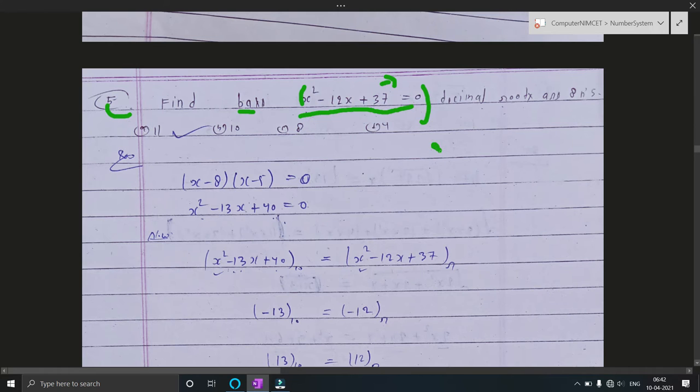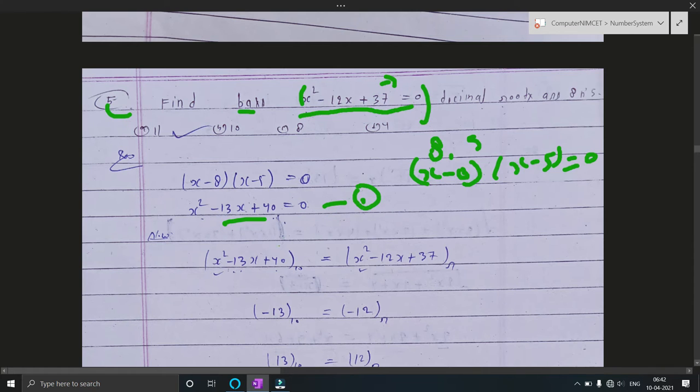So if any equation has roots 8 comma 5 in decimal, we know it can be written as x minus 8 and x minus 5 equal to 0. Multiplying, we get x square minus 13x plus 40 equal to 0. So this is the equation in decimal format.